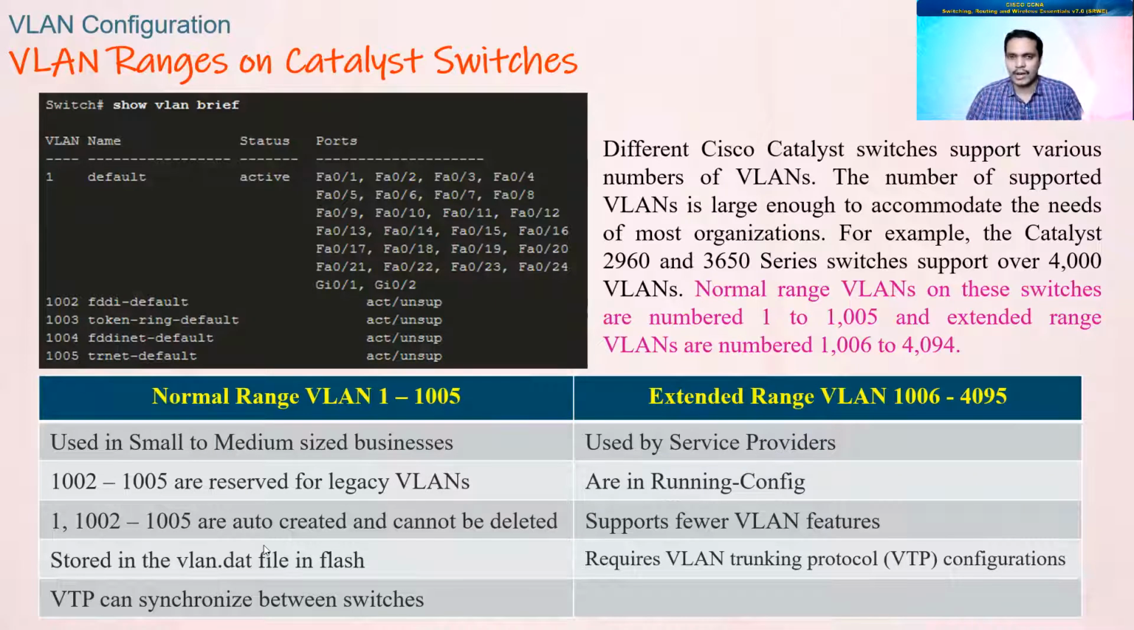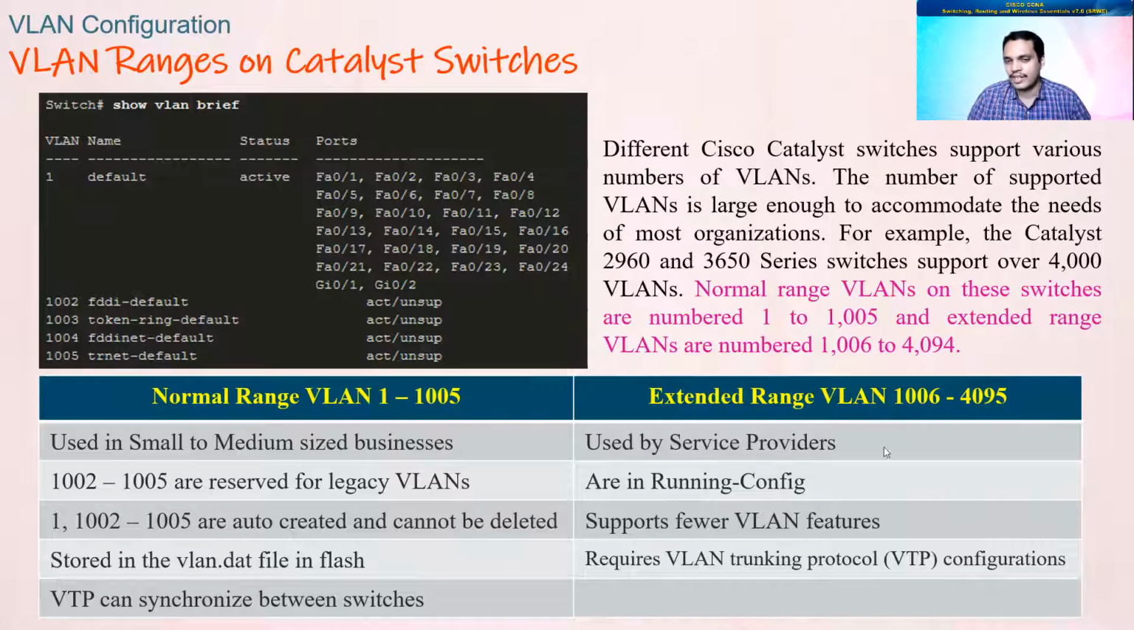Now, this is a small comparison. Usually, if you check it out here, 1002, 1003, 1004, and 1005 are reserved for legacy VLANs, and they support FDDI, Token Ring, all the older ones. All the normal range VLANs are stored in the vlan.dat file in flash. And VTP, VLAN Trunking Protocol, is used to synchronize between switches.